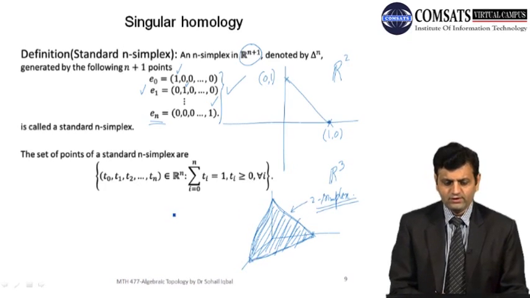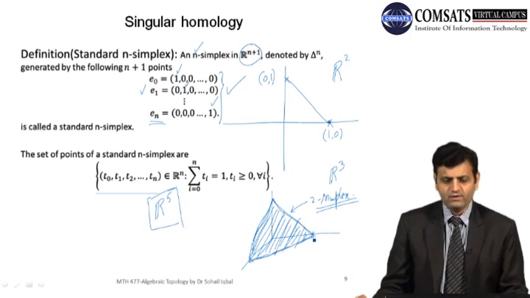Similarly, if you want to generate a 4 simplex, then if it's an n simplex, you should be in R^(n+1). If it's a 2 simplex, then you should be in R3, and if it is, let's say, a 4 simplex, then you should be in R5. So take the 5 coordinate points of R5, and the simplex generated by them will be a 4 simplex. So what are the points of the standard n simplex?